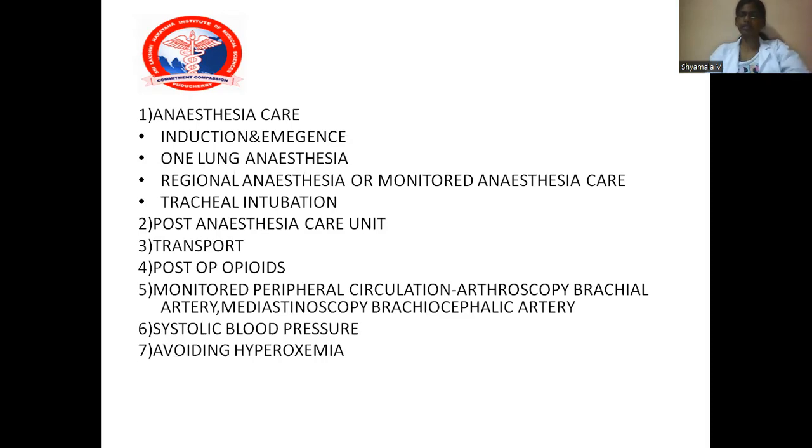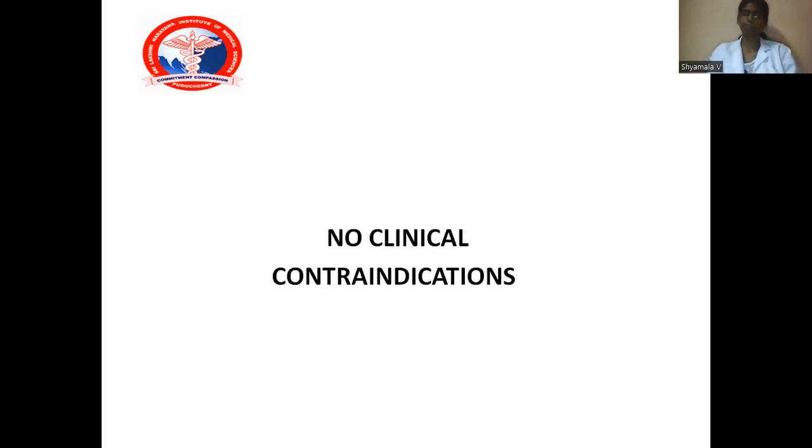Coming to the summary of use of pulse oximeter, it can be used during anesthesia care, all types of anesthesia like during tracheal intubation, induction and emergence, one lung anesthesia, regional anesthesia, and monitored anesthesia care. It can also be used for monitoring in the post anesthetic care unit, during transport and post-op opioids, to monitor peripheral circulation and systolic blood pressure, and to avoid hyperoxemia.